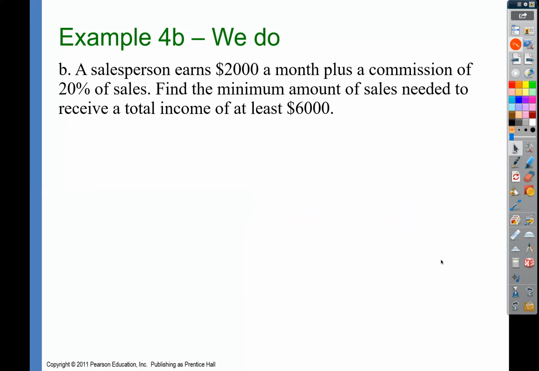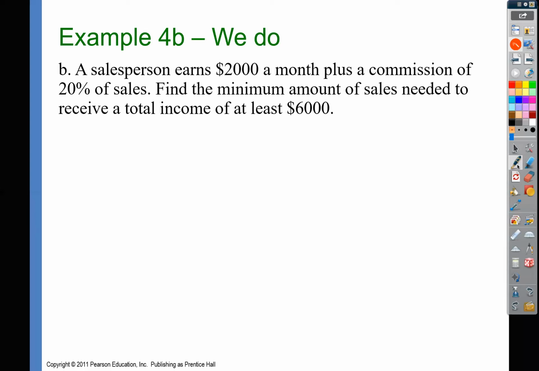Okay, let's do this one together. A salesperson earns $2,000 a month plus commission of 20% of sales. Find the minimum amount of sales needed to receive a total of at least $6,000. Okay, so she earns $2,000 a month plus 20% commission on sales, and she wants to earn at least, so more than, greater than or equal to, $6,000.